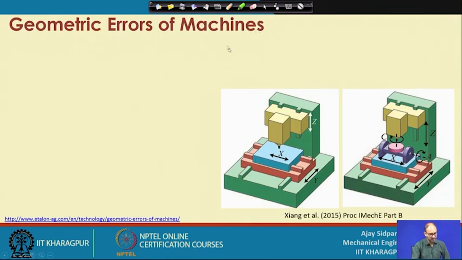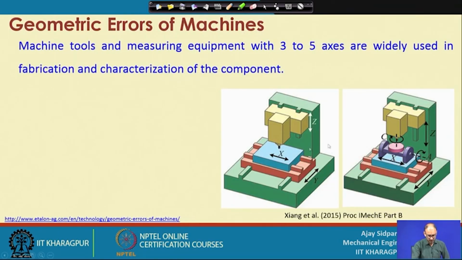Now, geometric errors on the machines. These are the two configurations of the machine. The first one is the 3 axis machine and this one is the 5 axis machine. Why 3 axis? Because we can move the table with the workpiece in the x direction, y direction here and z direction here. The additional 2 axes here, one is the A axis.